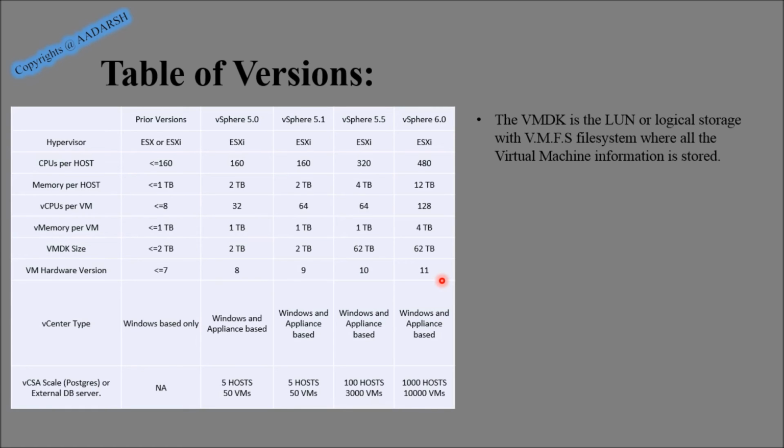As I already told previously, from 5.0 VMware has introduced the vCenter appliance-based server. So from 5.0, we have the freedom to choose between a Windows-based vCenter or a Linux-based virtual appliance. This will be explained further in further tutorials.